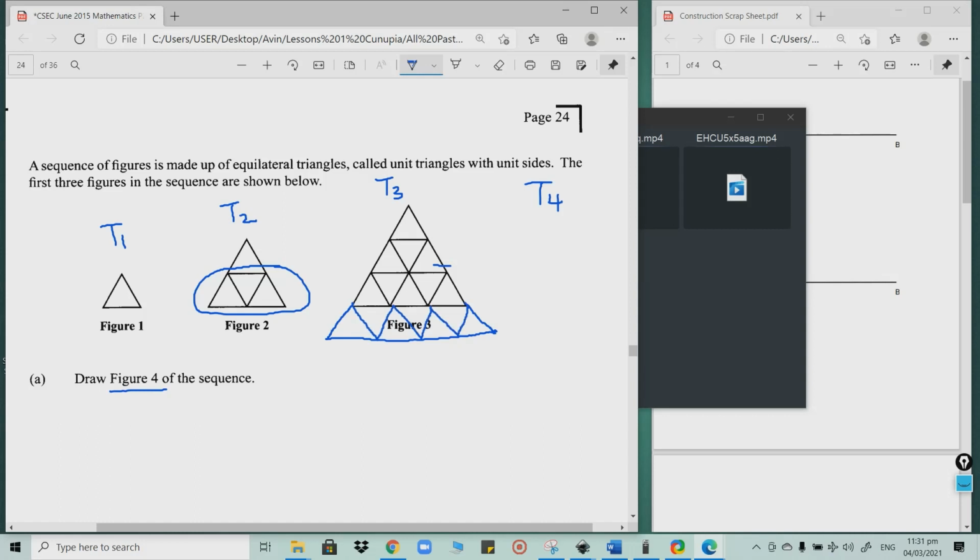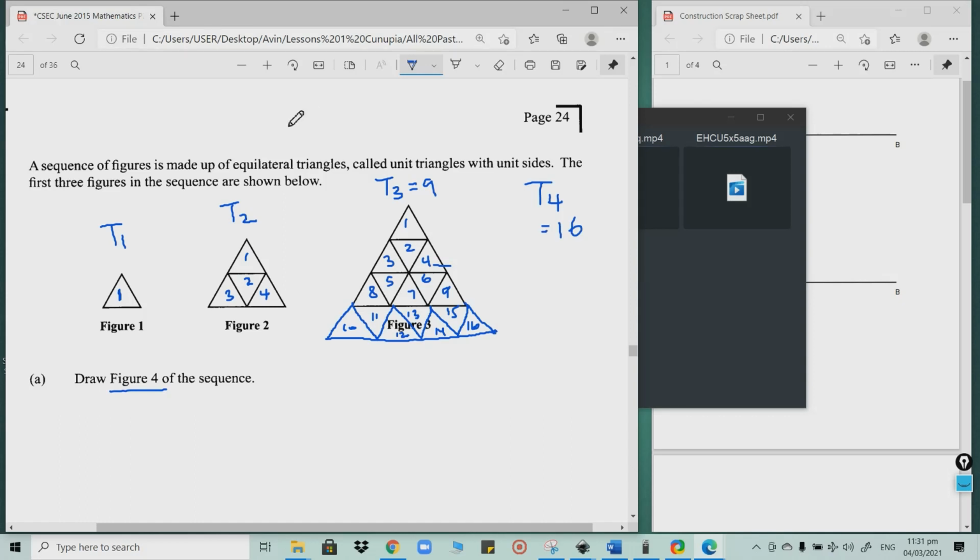So the question is obviously going to ask things about how many triangles and whatnot it has. This one has one triangle. This one has 1, 2, 3, 4 triangles. T3, remember, before I extended T3, it had 1, 2, 3, 4, 5, 6, 7, 8, and 9. So this one had 9 triangles. And now T4 would have, if we continue, 9, 10, 11, 12, 13, 14, 15, and 16. So it would have 16 triangles in it.